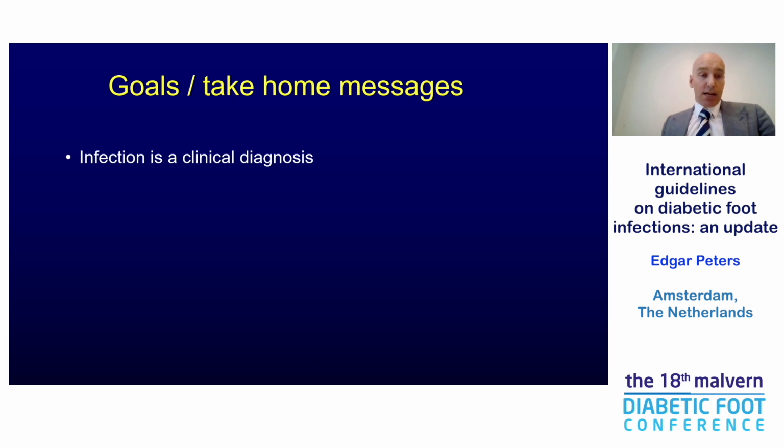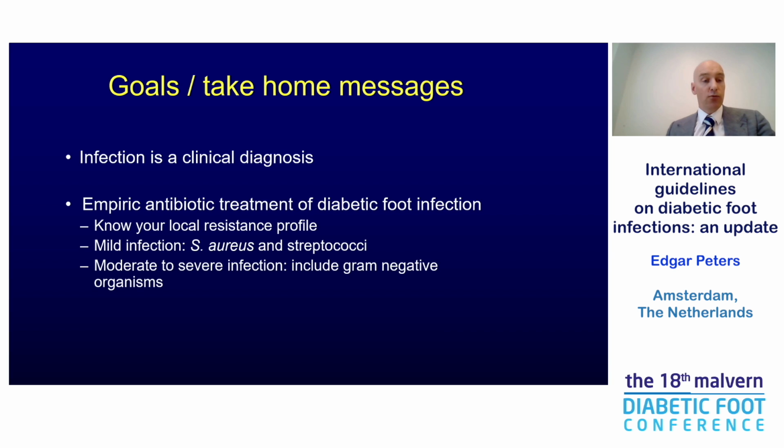So once again, my take-home messages are that infection is a clinical diagnosis, and I hope that after my talk you agree with me. And then if you want to prescribe appropriate empiric antibiotic treatment for diabetic foot infections, you have to know your local resistance profile. In case of mild infection, always cover Staph aureus and streptococci. Also in severe infection, you can probably get away with treating only Staph aureus and streptococci. But if you have a moderate to severe infection, it's best to include gram-negative coverage, and sometimes, for instance, in case of ischemia, obligate anaerobes.